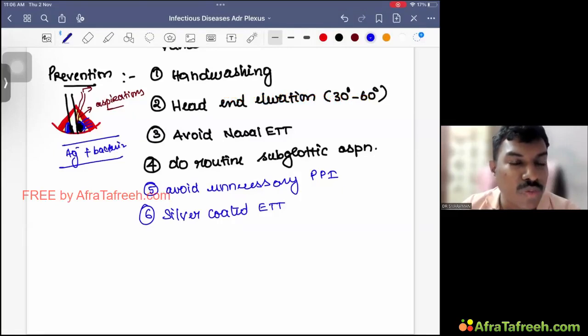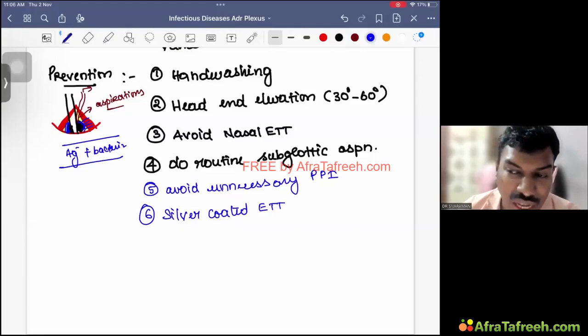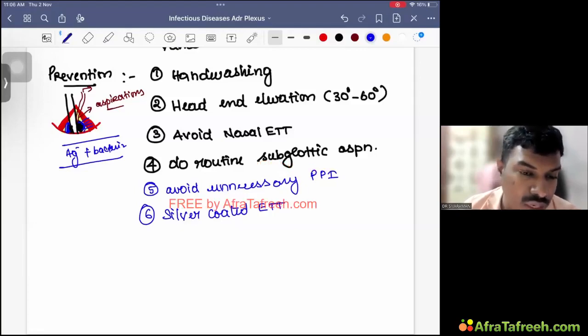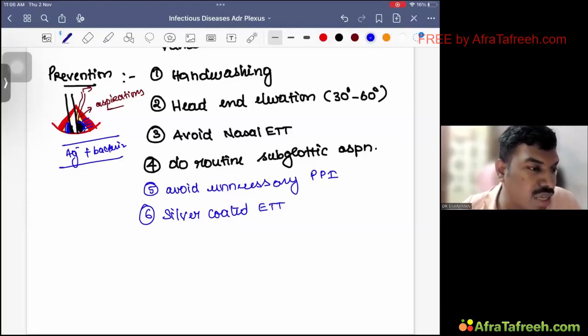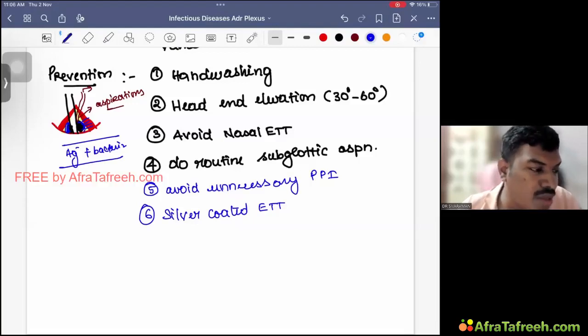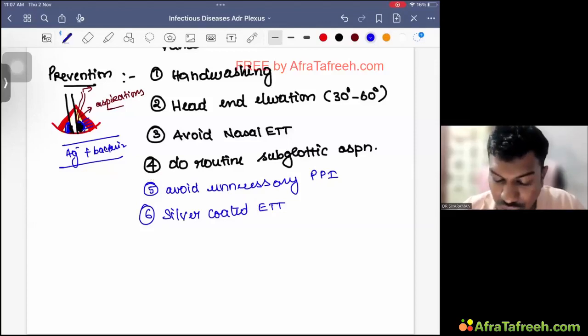PPI. Whenever you have decreased PPI, what is going to happen? The food digestion is going to be prolonged. Whenever the food digestion is prolonged, the food contents may enter into the esophagus, and from the esophagus it may enter into the ET tube. Or whenever the patient is lying down, because there is delayed gastric emptying, the food might slowly rise into the esophagus. For that reason, silver coated ET tube is available.